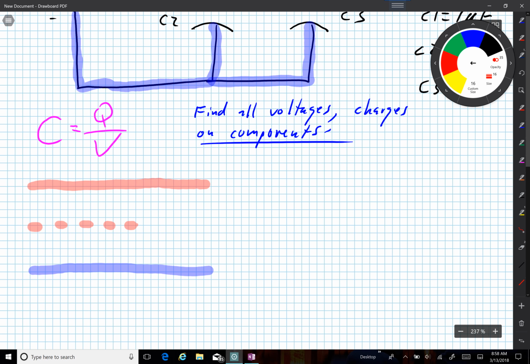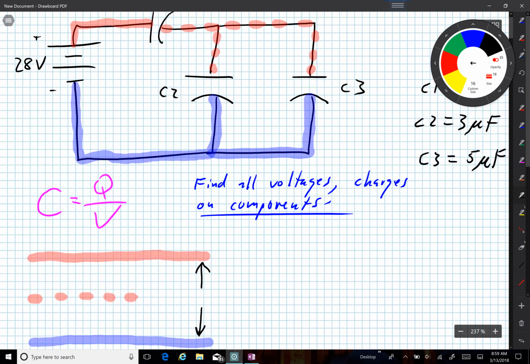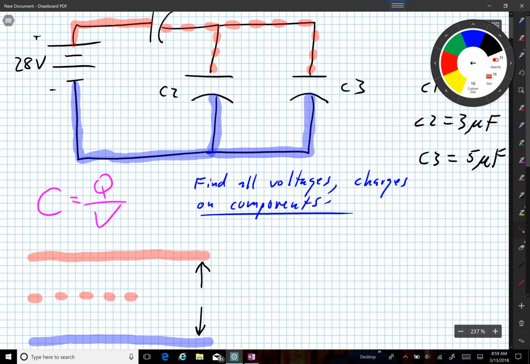And now I want to put in whatever voltages I know. So we know this voltage from here to here. There's solid red to solid blue. And solid red to solid blue is what's on the battery here. And we know that on the battery, solid red and solid blue represents 28 volts. So I can put that into my voltage ladder here. This is 28 volts.